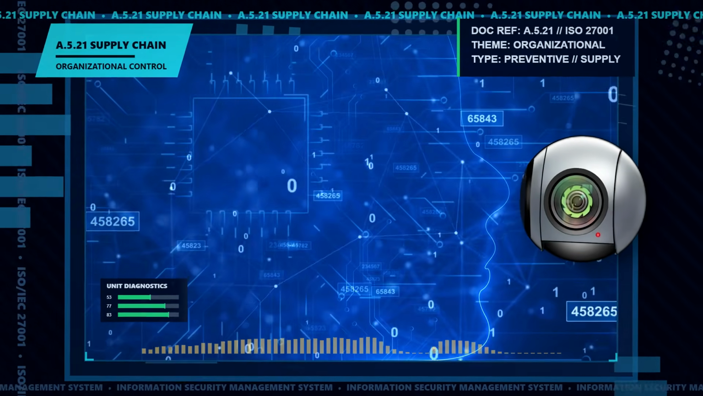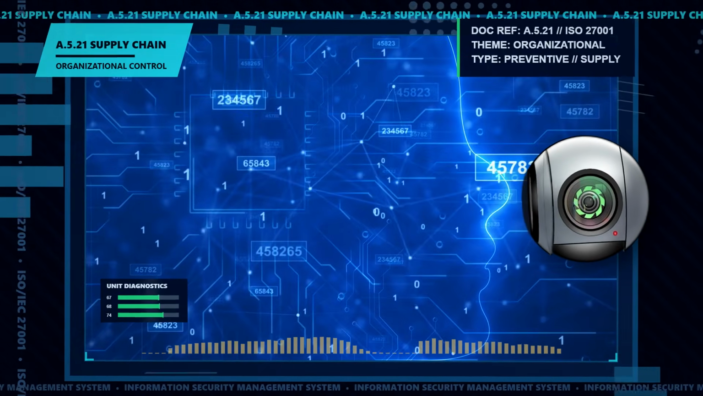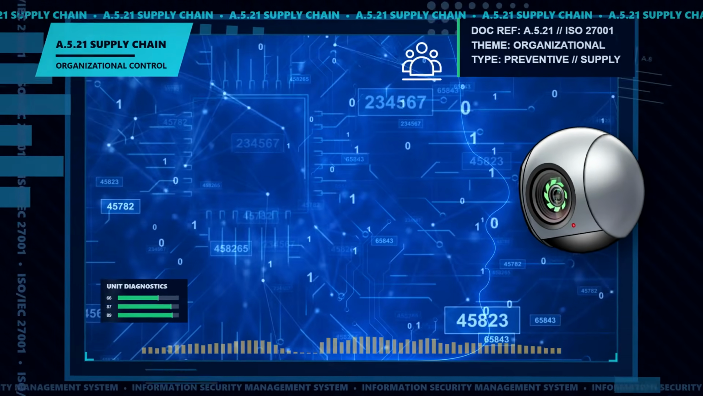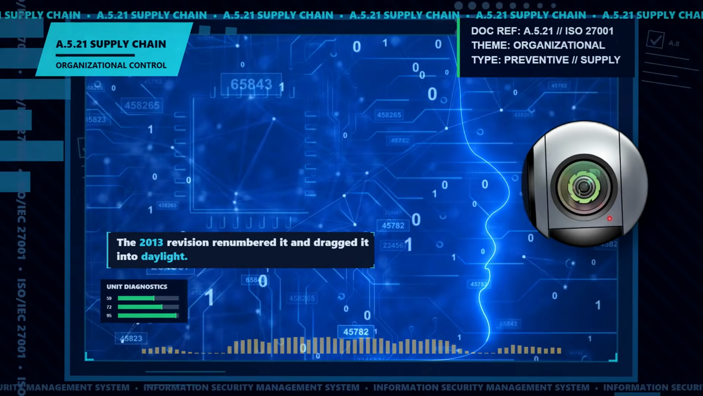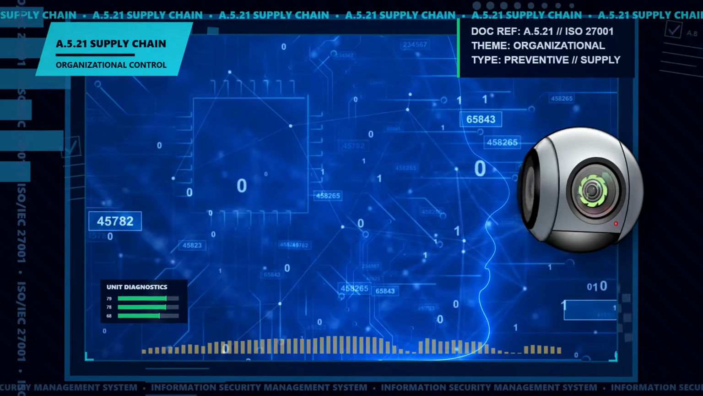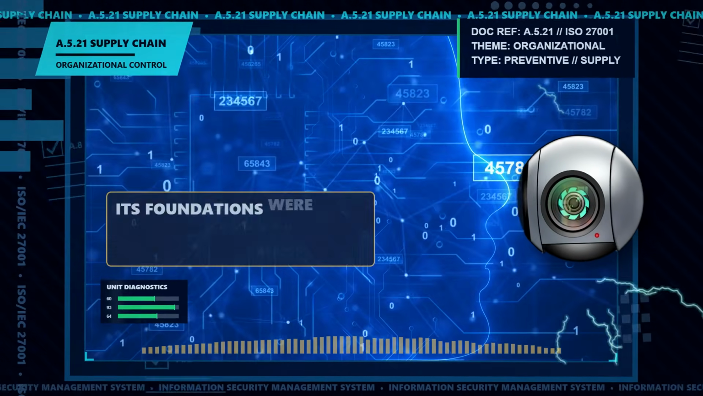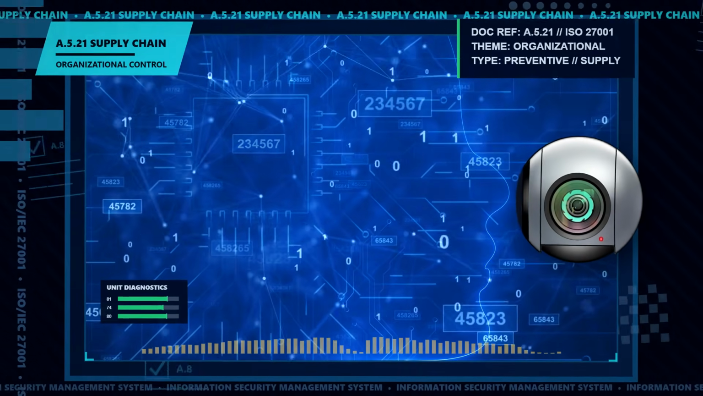Now, is this control new in 2022? No. And you will hear people say it is. It existed in the previous version of the standard, tucked away at the back of the supplier section, where roughly nobody applied it properly. What the 2022 revision did was renumber it, restate it, and drag it into the daylight at exactly the moment the whole industry discovered that its foundations were made of volunteer-maintained packages and hope.